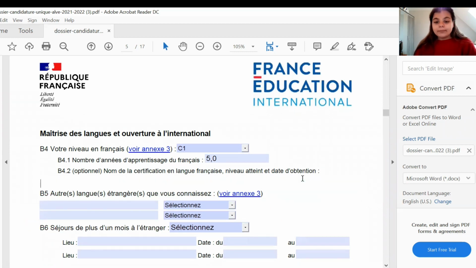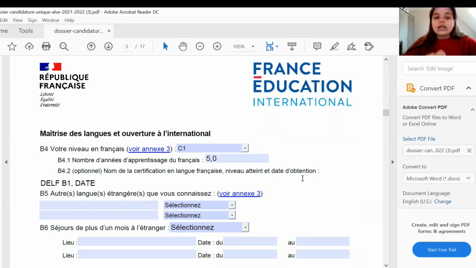You write accordingly. Now this is very important, guys. It's written optional, but that is one of the criteria that you need to do. So you have to write the certification that you have in the French language, the niveau and the date. So the certificate will be DELF B1. If you have DELF B2, you can write B2. Okay, that's not a problem, but DELF B1 is a criteria, so you cannot write DELF A2 because you have to have DELF B1. Then you write niveau, it's done, certification, it's done, then the date.